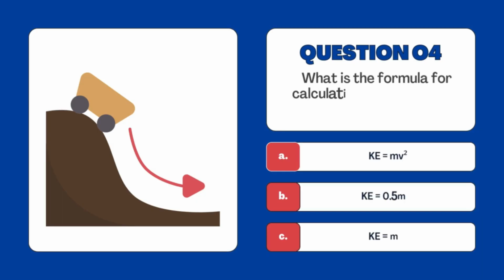Question 4. What is the formula for calculating kinetic energy? A. KE equal to mv squared. B. KE equal to 0.5 mv squared. C. KE equal to mgh.